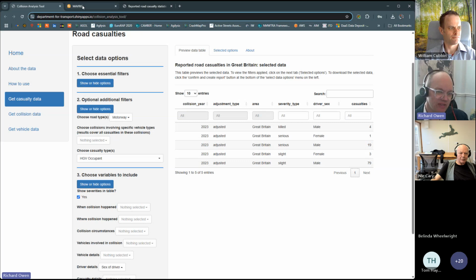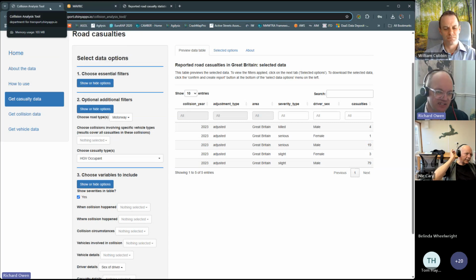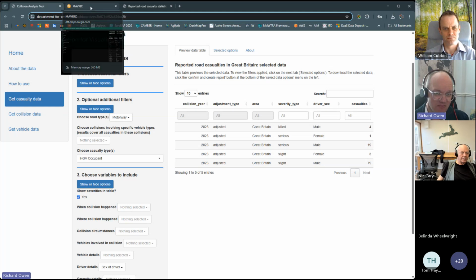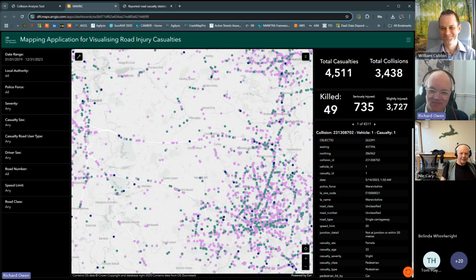Now, moving on from that and using the same data set, the DFT, as well as the collision analysis tool, CAT, they have created Maverick as well. And I'd like to applaud them for just coming up with an acronym that sounds quite cool, first of all. So this is the Maverick tool, and this is the data that they've used for mapping and visualizing road injury casualties. I just got the feeling they came up with Maverick first and then decided they wanted to make it match. So this is a bit like a lot of those other visualization tools, such as Crash Map.